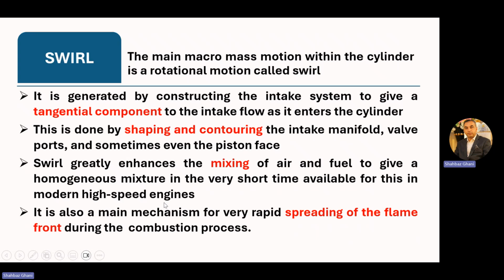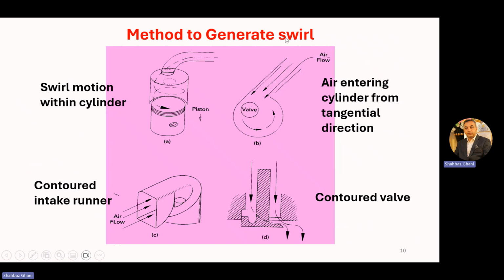In modern high-speed engines, the speed of the piston is very high, so there is a very short interval of time for mixing of air and fuel. Swirl greatly enhances the mixing of air and fuel to give a homogeneous mixture in the very short time available. It is also the main mechanism for very rapid spreading of the flame front during the combustion process. Due to this swirl action, the flame front spreads rapidly during combustion.